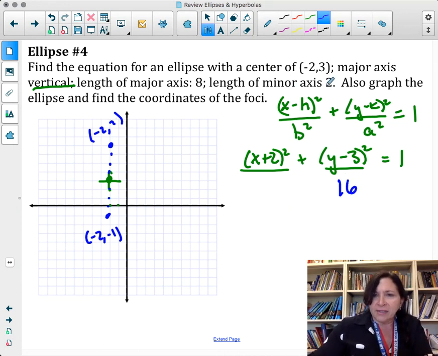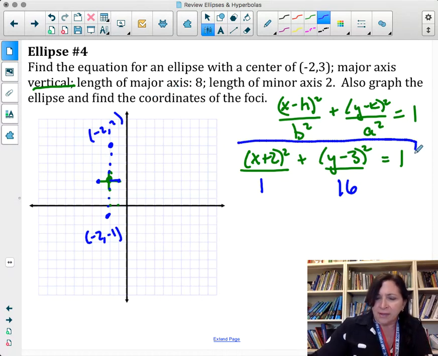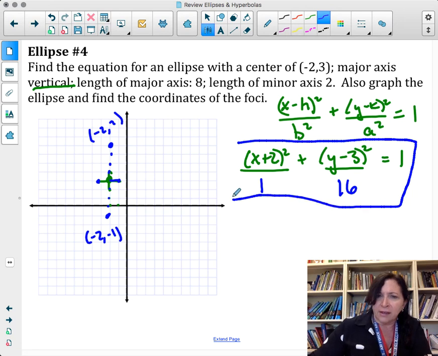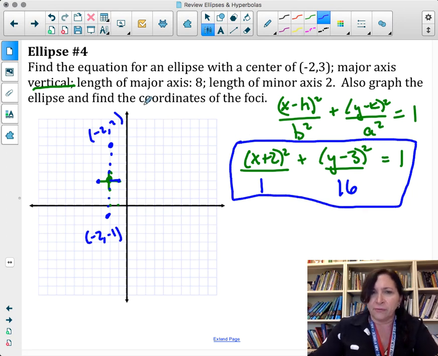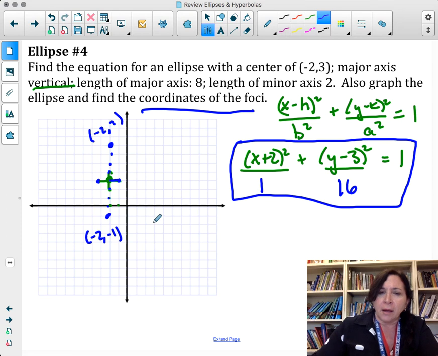It says that the length of my minor axis is 2. Well, that's just 1 to the right and 1 to the left. So that means 1 squared, so that's just 1. Also, graph the ellipse, check, we did that. And so we have the standard form of the equation. And the last thing we need to do is to write the coordinates of the focus points.